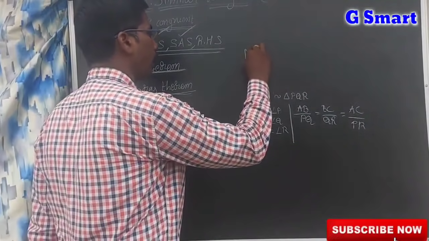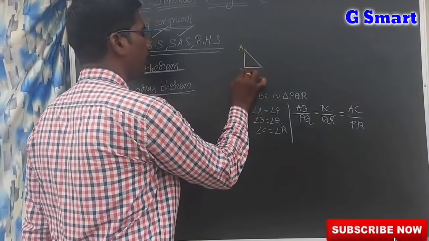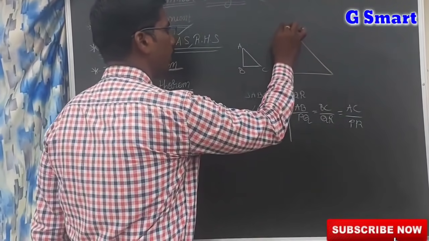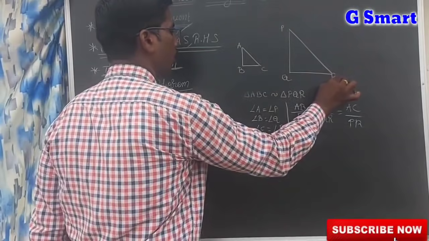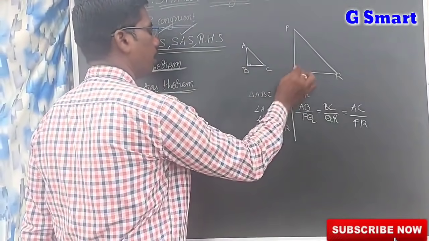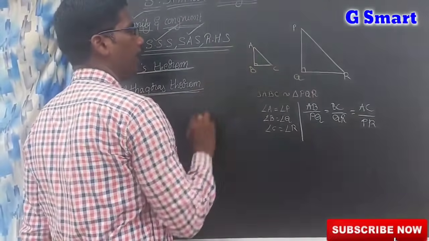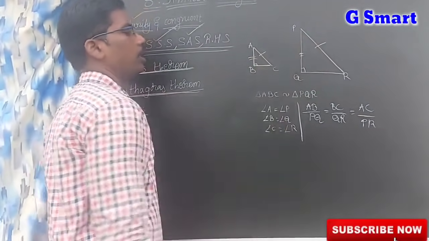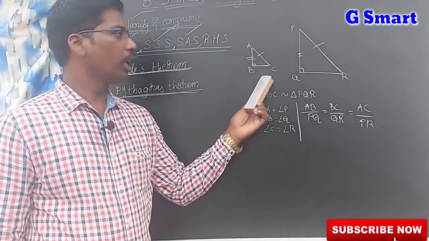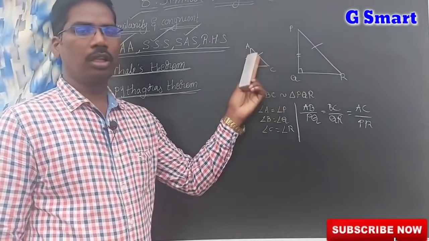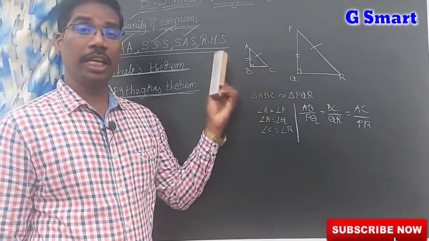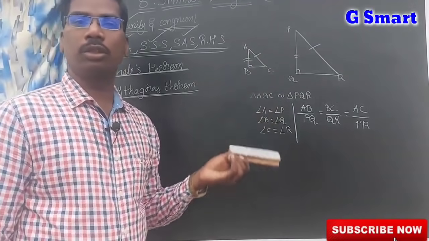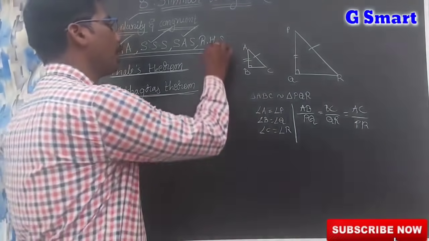So I am drawing a small right angle triangle ABC, and also a big right angle triangle, that is PQR. This is a right angle, this is a right angle. Now RHS means, R means right angle, H means hypotenuse, and S means any side, the second side. In two right angle triangles, if the corresponding two sides are in the same ratio and the right angle is the same, then the two triangles are said to be similar to each other. This property is called RHS property.